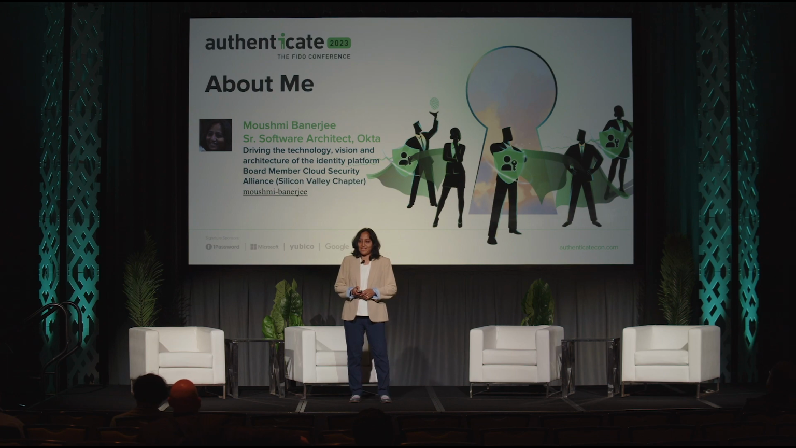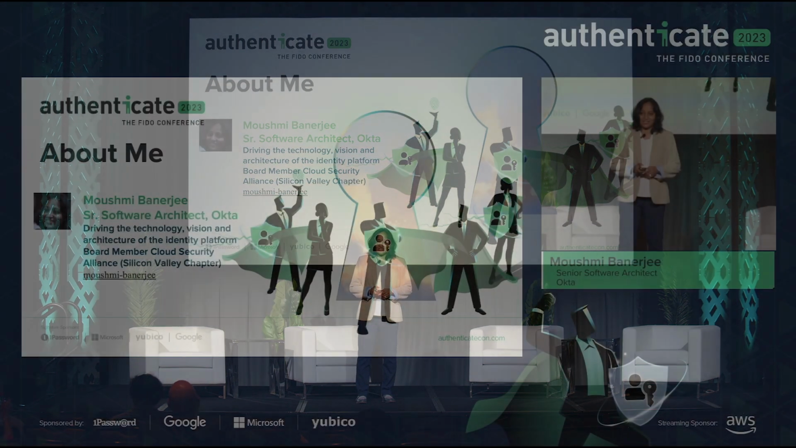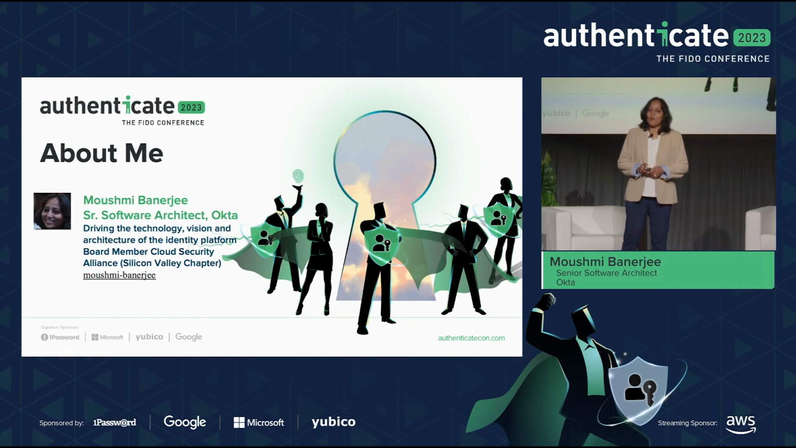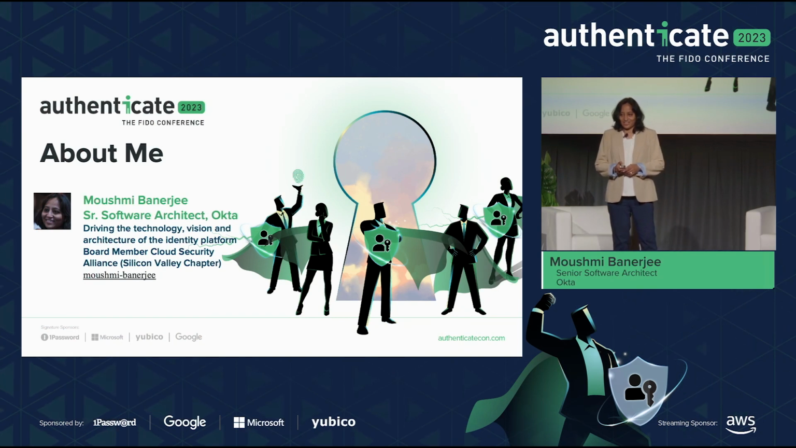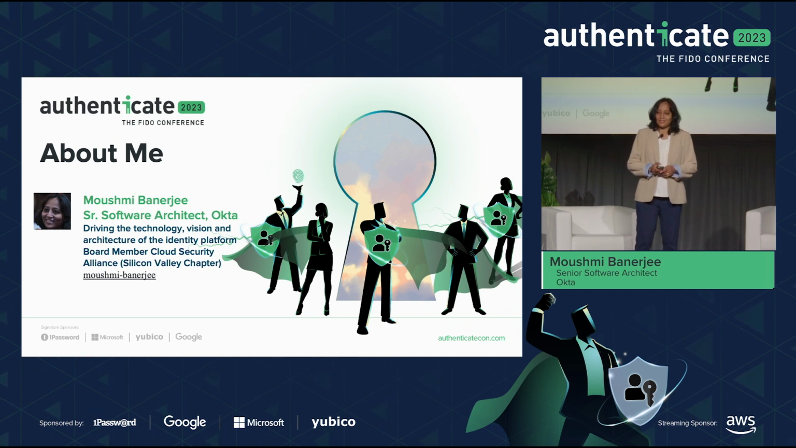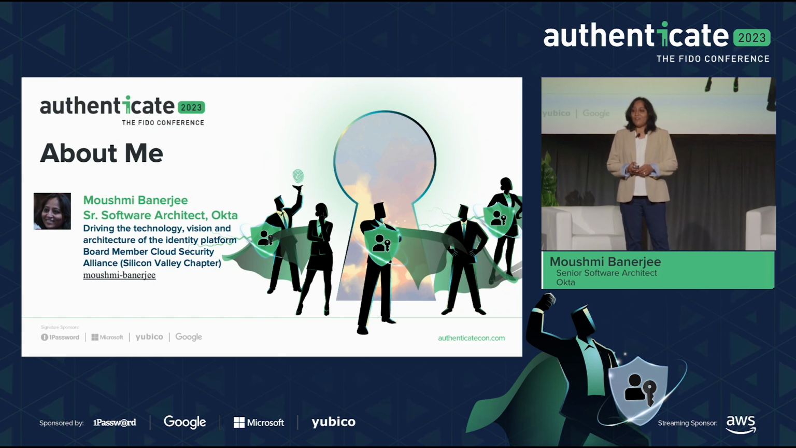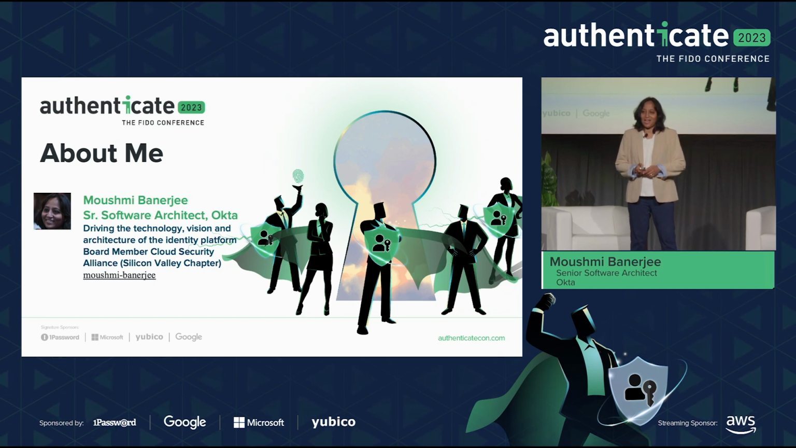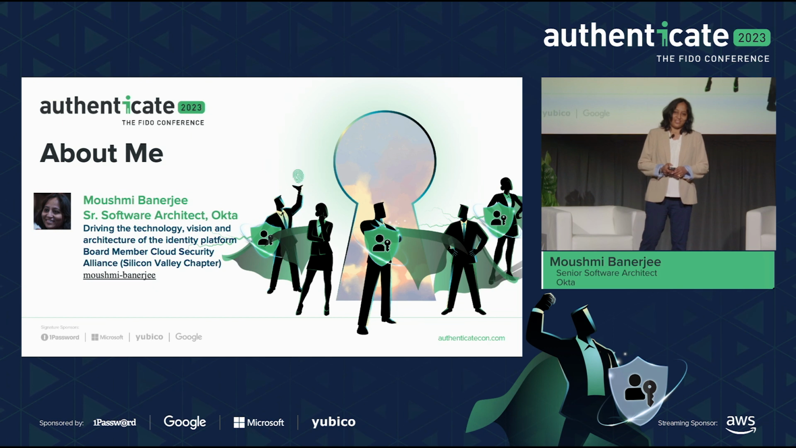A little bit about me. I'm a senior software architect at Okta, specializing in identity. I have also dabbled into blockchain and AI technologies. I'm a board member of the Cloud Security Alliance Silicon Valley chapter. A fun fact about me, I can read and write in 7 different languages.